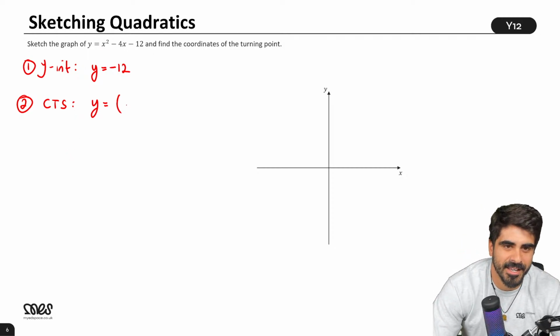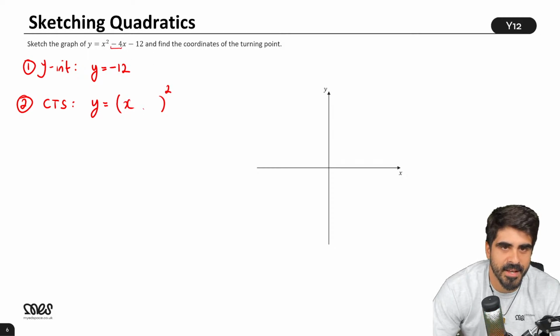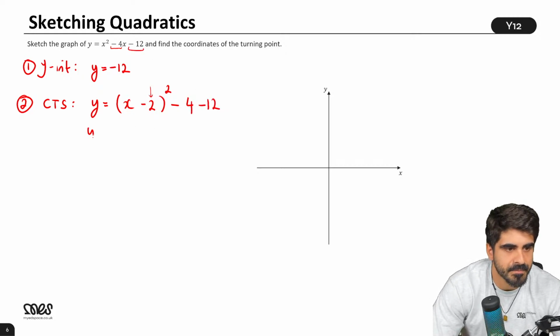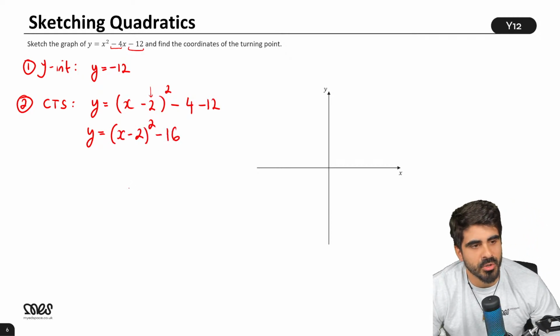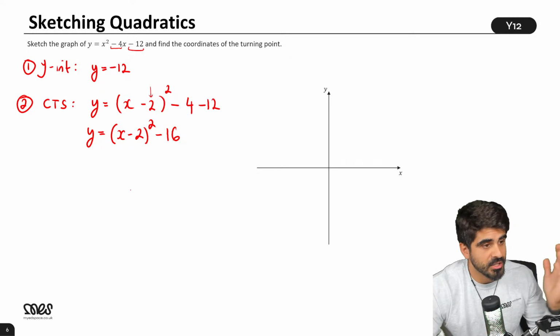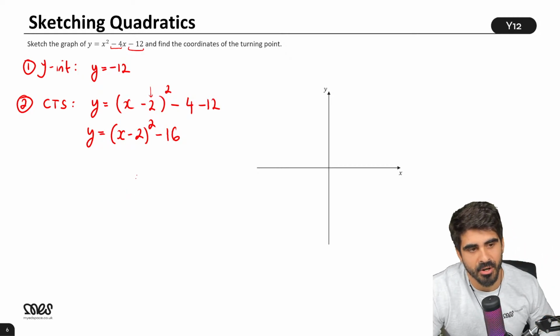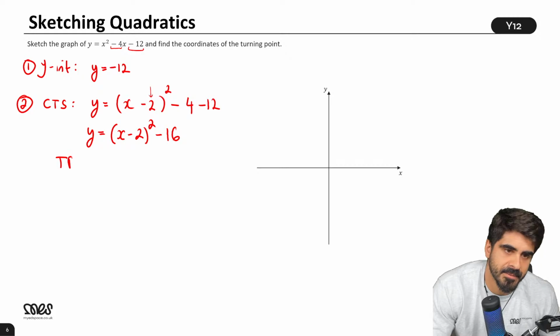Okay, so you open a bracket, x squared. You half the coefficient of x, which would be minus 2. Yeah? Then we always subtract that number squared. 2 squared is 4. And then we have the minus 12 at the end. Minus 16.